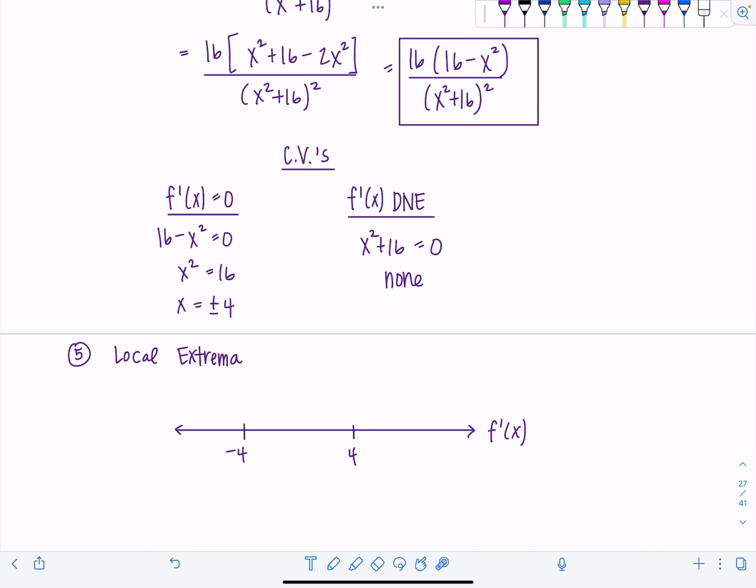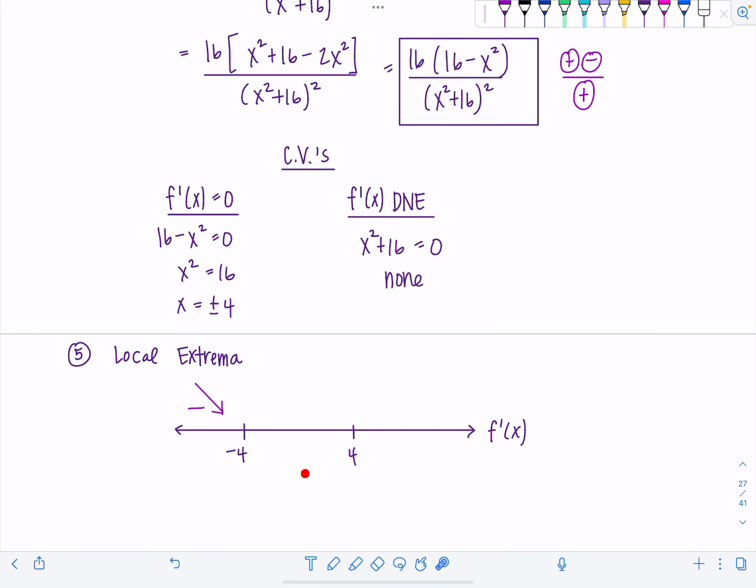So if I test a value from -infinity to -4, pick something in there, say -5. Okay. This is positive. 16 minus -5 squared, that's going to be 25. So this is negative. So I've got positive times a negative, and then the denominator is always positive, right? So the derivative is negative here. So the function is decreasing.